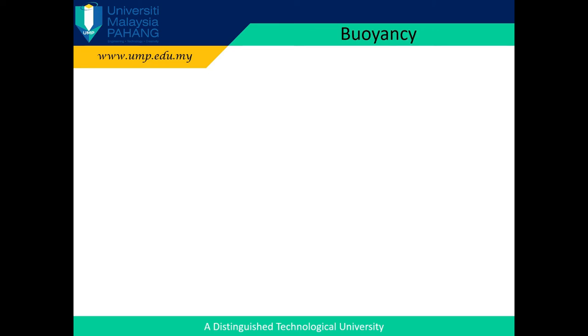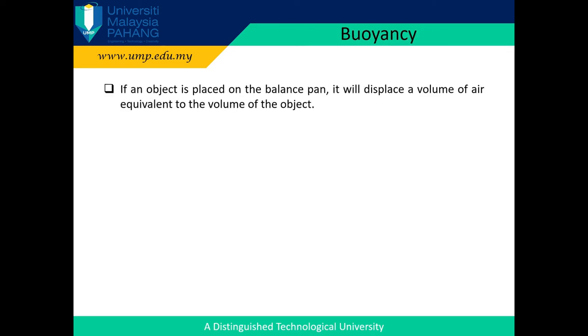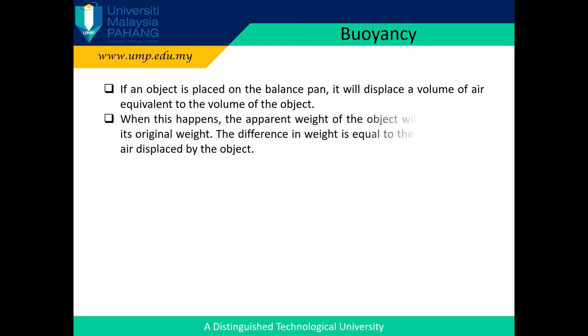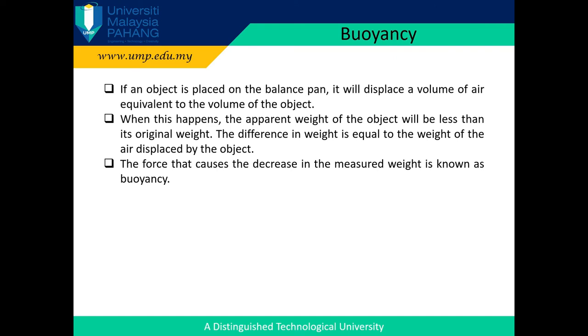Buoyancy. If an object is placed on the balance pan, it will displace a volume of air equivalent to volume of the object. When this happens, the apparent weight of the object will be less than its original weight. The difference in weight is equal to the weight of the air displaced by the object. The force that caused the decrease in the measured weight is known as buoyancy.